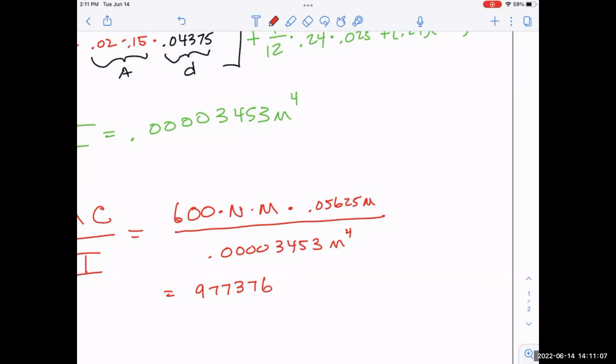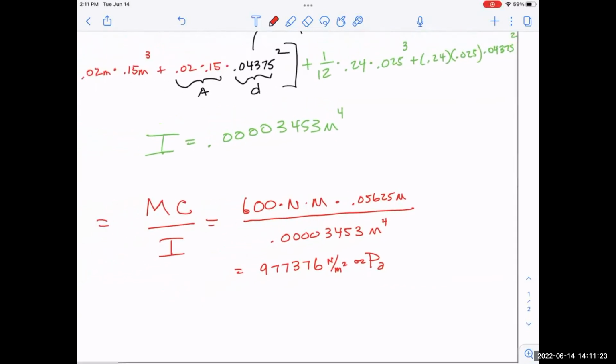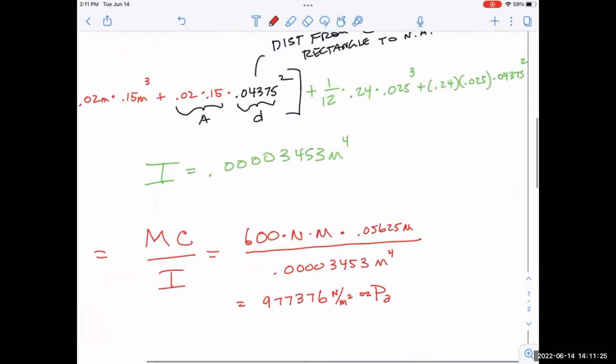977,376, and that's newtons per square meter or pascals. Again, in the back of the book, you would see 977, would that be kilopascals or something like that? So we're in the same place we were before then, which is, that top material up there, can it handle that? We have to go look that up someplace. Can it handle that many pascals of compression?